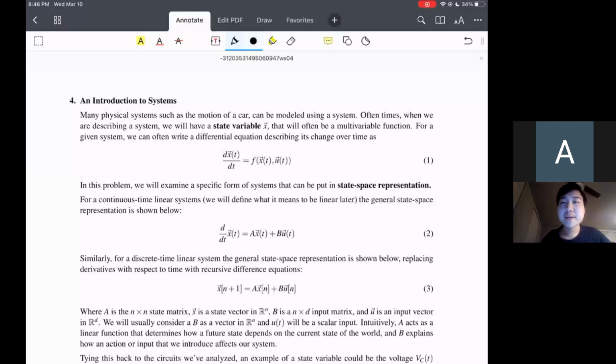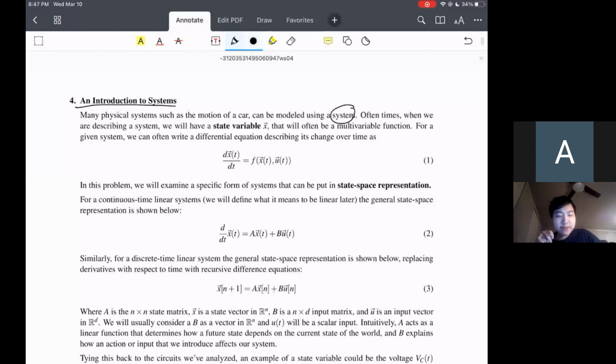Hi everyone, welcome back. So on this fourth question, which is the last question on our worksheet, we have an introduction to systems, which is basically what we're going to be discussing for the entire semester. Many physical systems, such as the motion of a car, can be modeled using a system. Oftentimes, when we're describing a system, we will have a state variable, x, that will often be a multivariable function. The state variable has to capture the entire state of the system, okay?